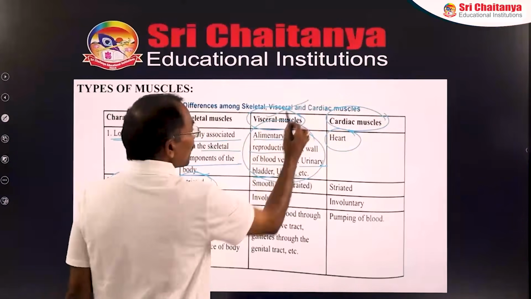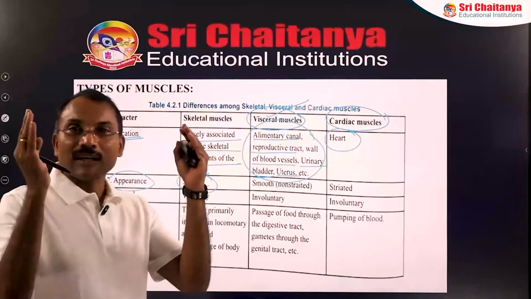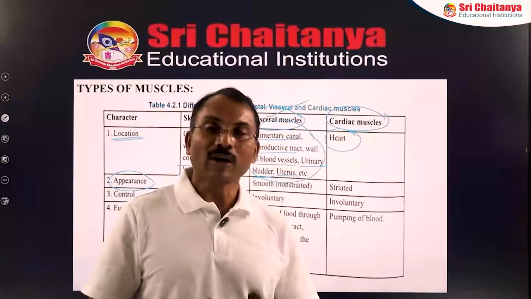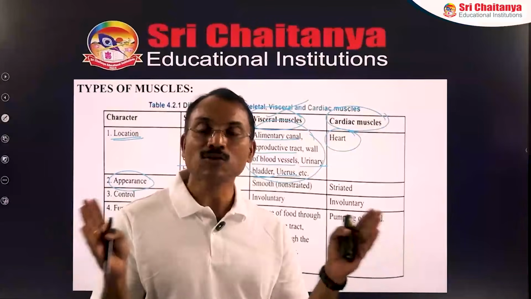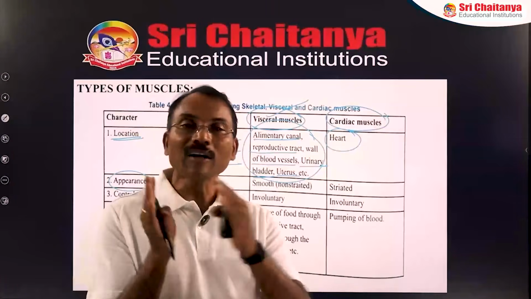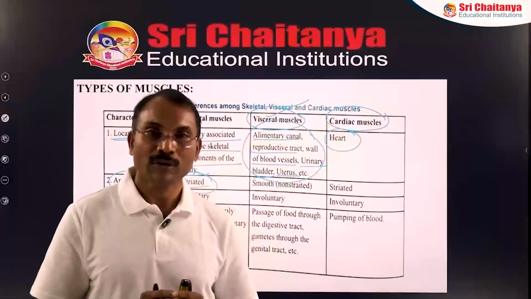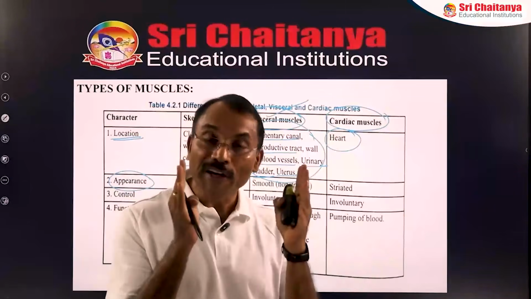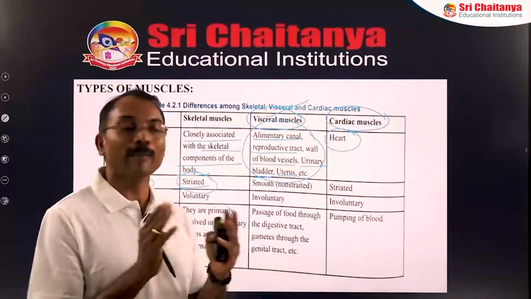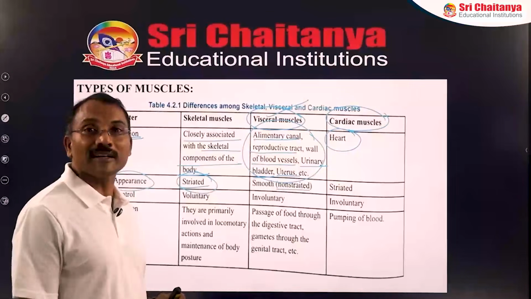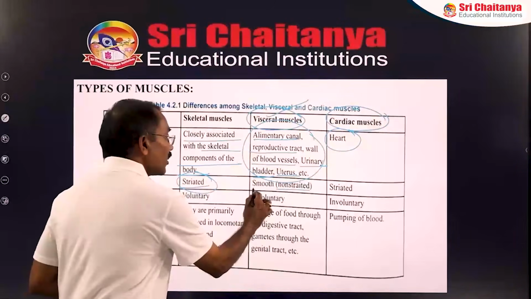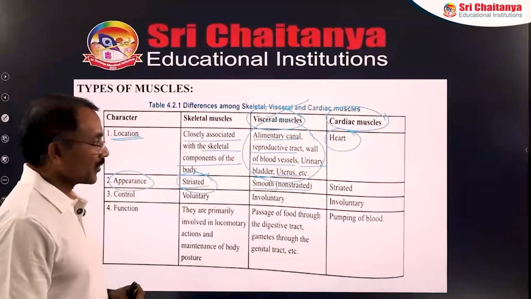In case of visceral muscles, the thick filaments and thin filaments are irregularly arranged. That is why they do not form striations. The alternate dark and light bands are not formed due to irregular arrangement of filaments. So these are known as non-striated muscles, also called smooth muscles.